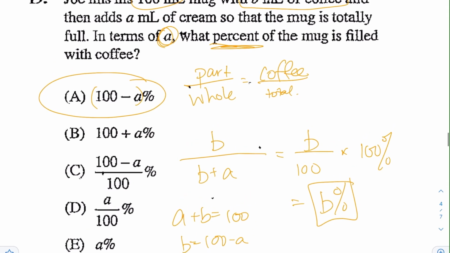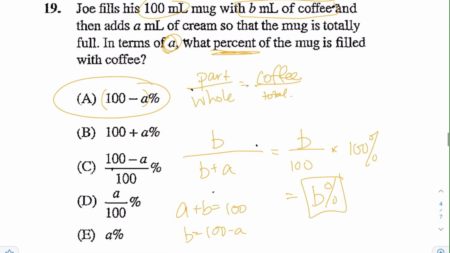The other way to do this question is to just substitute in random numbers. Pretend that B is 75 and A is 25. You'll figure out that the percentage that is coffee, because the total is a really nice 100, is just 75%. Substitute in all the choices, and you'll see that choice A should be the only one that will give you the percentage that is filled with coffee.